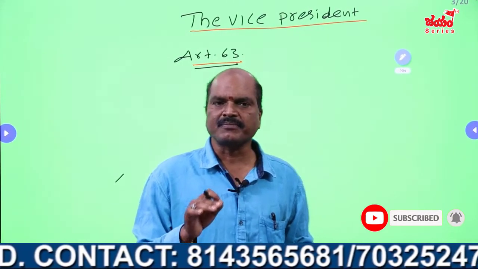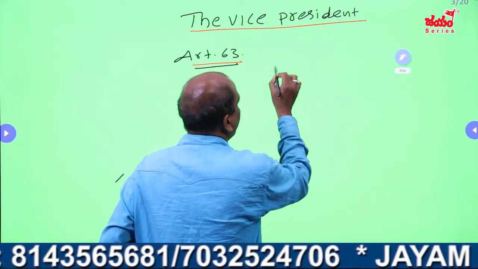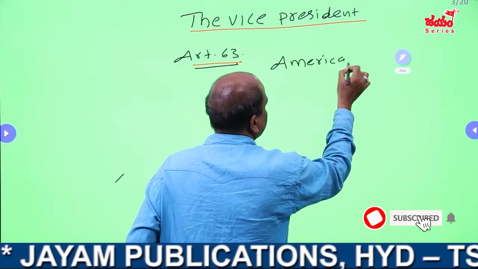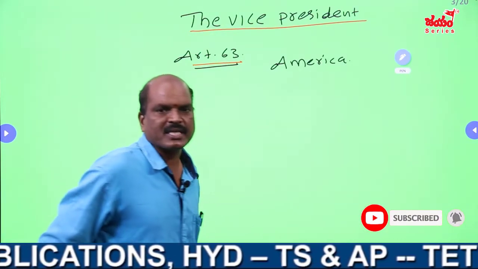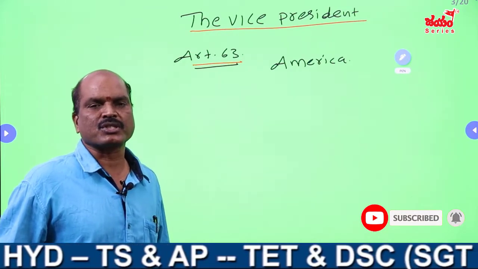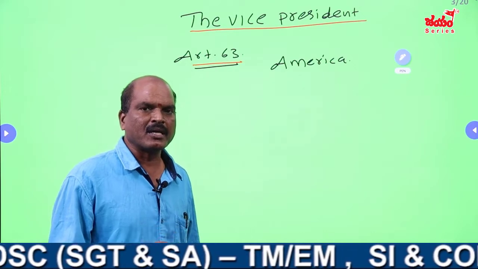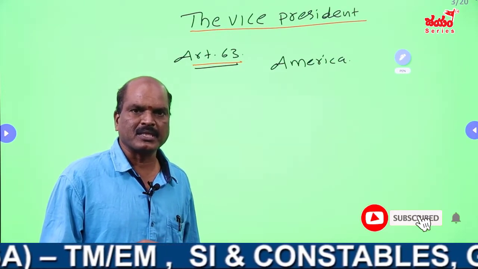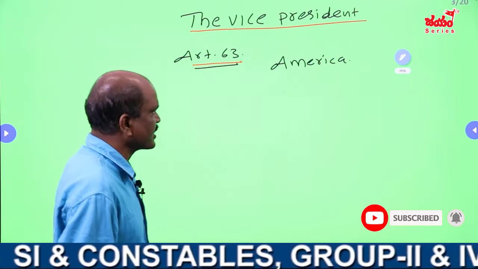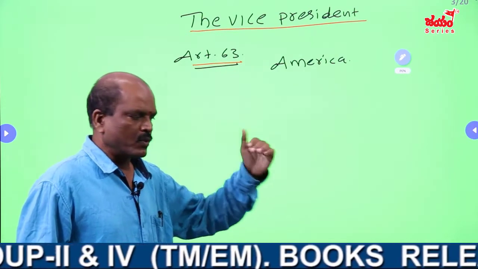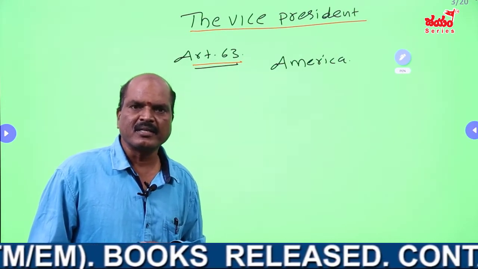This system was adopted from which country? America. The Vice President is an ex officio chairman of Rajya Sabha. This system was adopted from which country? America. Okay. Who is the first Vice President of India?